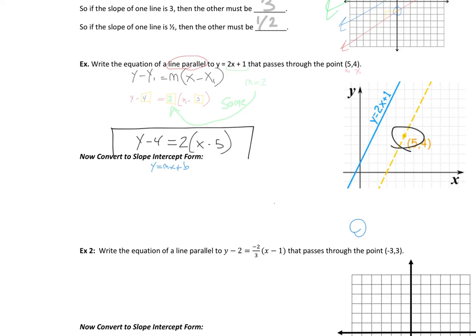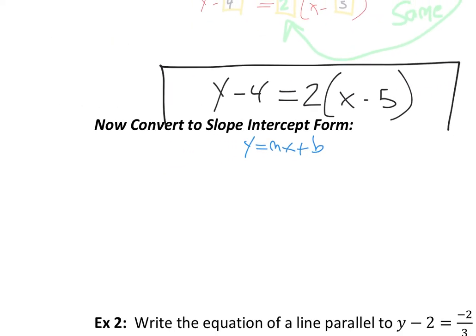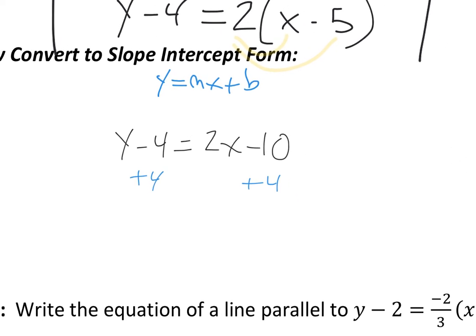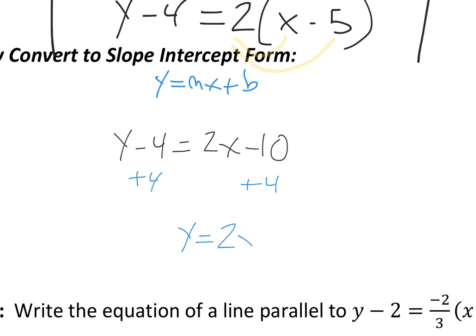But say we wanted it in y equals mx plus b. Say you really wanted to know what that y-intercept is, but it goes off the page, so you can't find it. Well, let's now convert it to slope-intercept form. It's very easy to do. We distribute the 2 to both. And then we add 4 to both sides. And we get that y is equal to 2x minus 6.